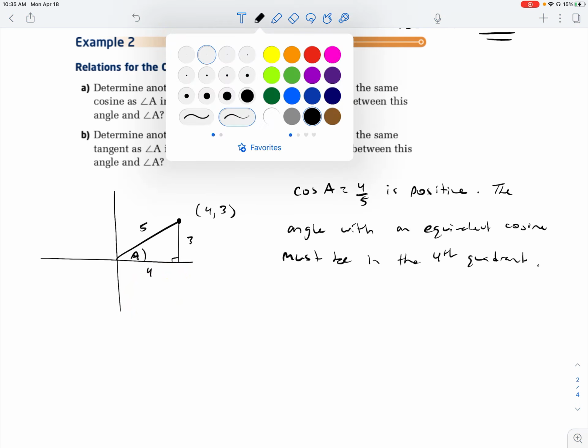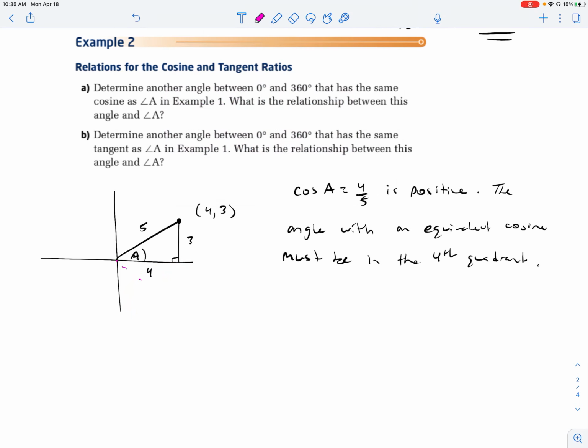So what we can do is we can kind of cheat, and we can reflect this along the x-axis, and we would have the point 4, negative 3. And there's my new triangle. It has a hypotenuse of 5. The y value is negative 3. And the base is still 4. So I can still get the ratio of 4 over 5, the same cosine. Let's label this angle here. I'm going to call it alpha.